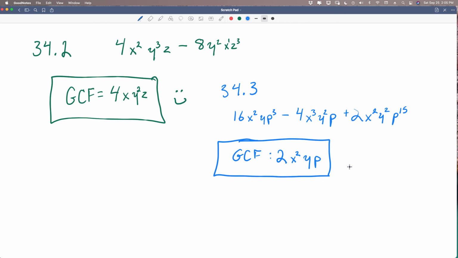All right, that is all there is to the greatest common factor. It's finding what is common out of each term and putting it all together into one term that factors out from the expression.